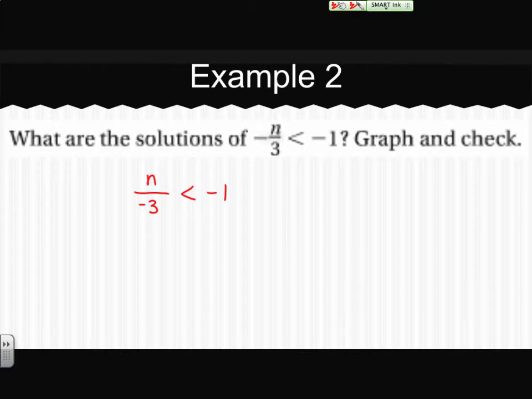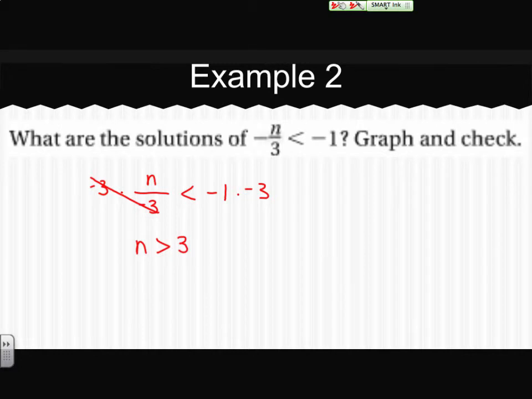So now because I'm dividing, I'm going to multiply both sides by negative 3. These guys cancel out and I have n. Now because I'm multiplying by a negative 3, I need to flip the sign. So I have n is greater than, let's see, a negative times a negative is a positive. 1 times 3 is 3. Let's check to make sure that we're right.